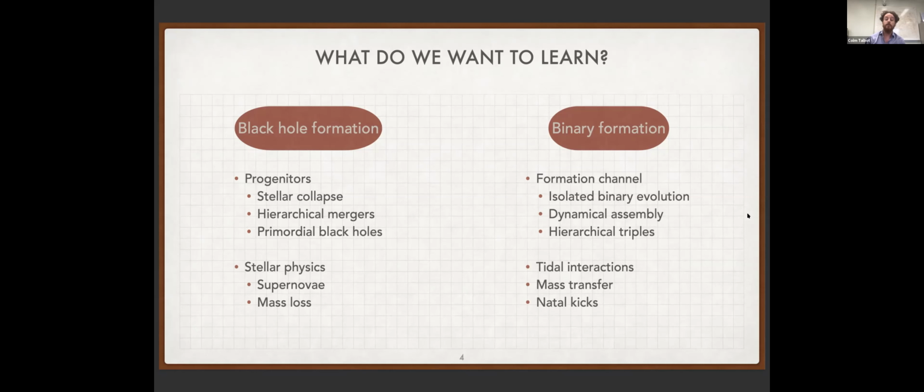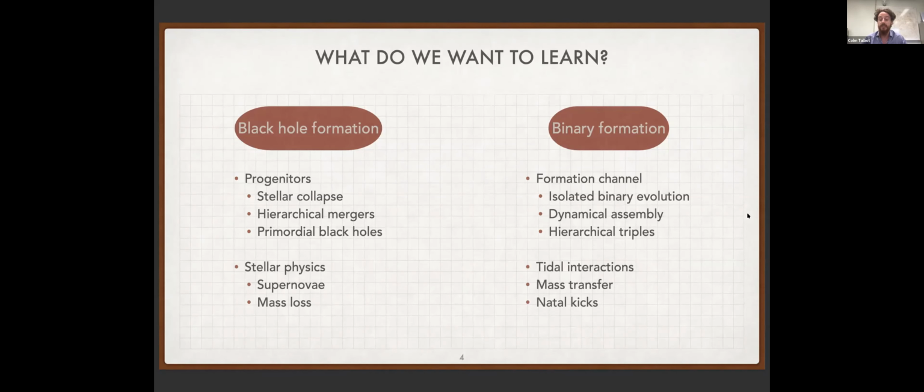And on the other side is how the binary came to be one that would merge. And so we tend to talk about formation channels in this case. And by that we mean how we went from presumably some gas that collapses to form stars that eventually form black holes that go on to merge. And there are 2 main channels that we think about, although some more exist.